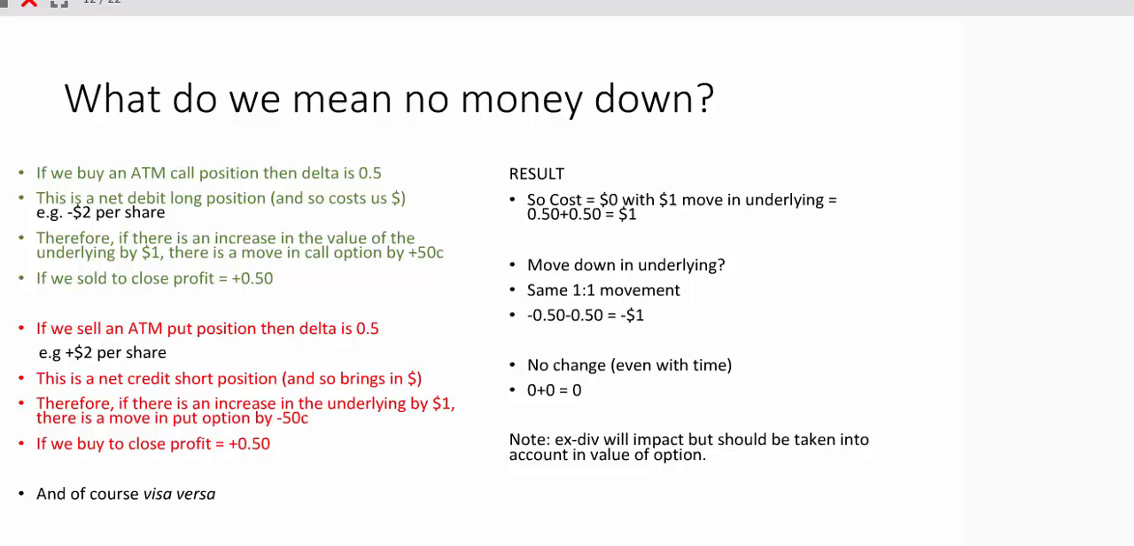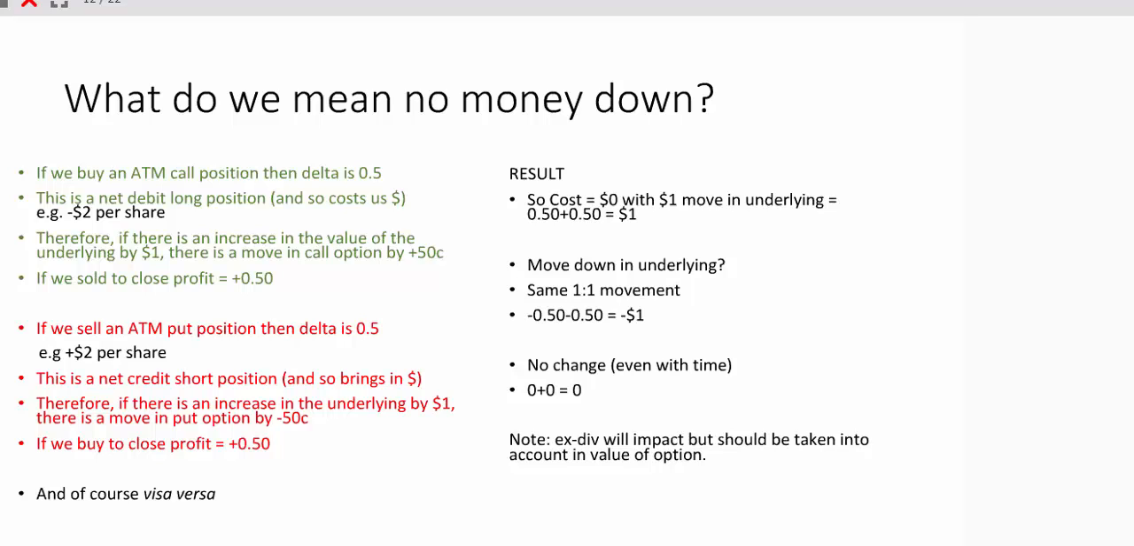So what do we mean by no money down? Well, let's pick this apart a bit, okay, just so you get what I'm all about. So if we bought an at-the-money call position with a delta of 0.5, and let's say we bought it out for 4 or 5 months, this is a net delta of $2 a share.